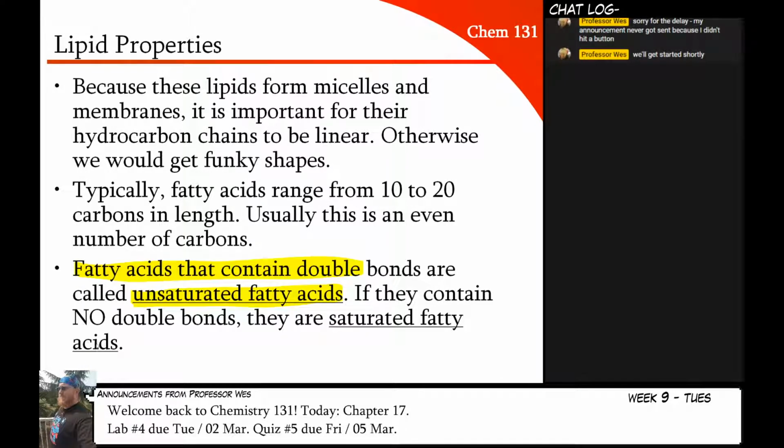Man, I'm on autopilot today. I'm just tired. So, no double bonds is a saturated fatty acid. I apologize for misspeaking there.